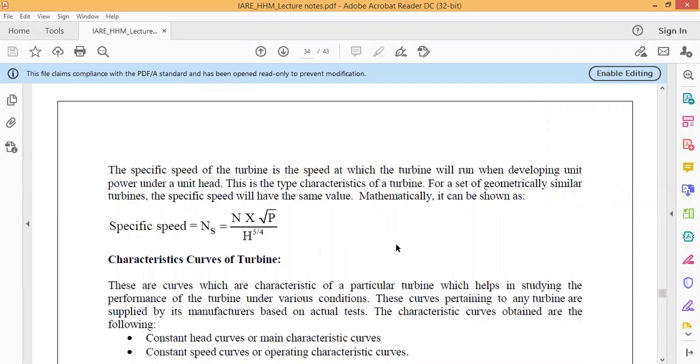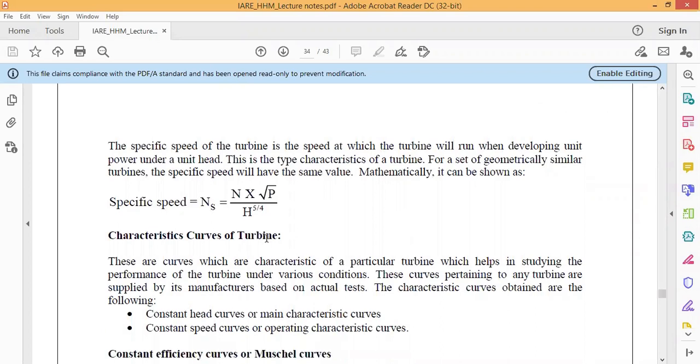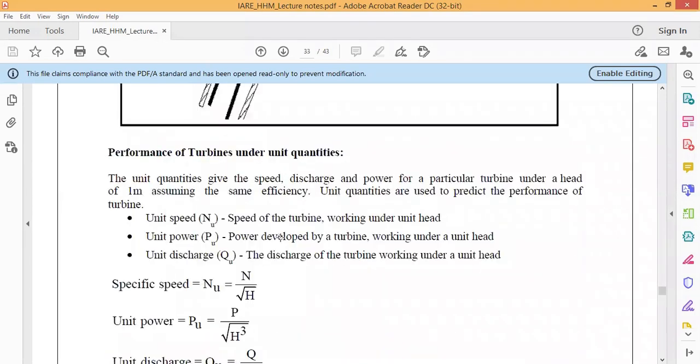So this is the type characteristic of the turbine. For a set of geometrically similar turbines, the specific speed will have the same value. Mathematically, the specific speed is given by Ns = N √P / H^(5/4). These are some equations we can use for this particular turbine.